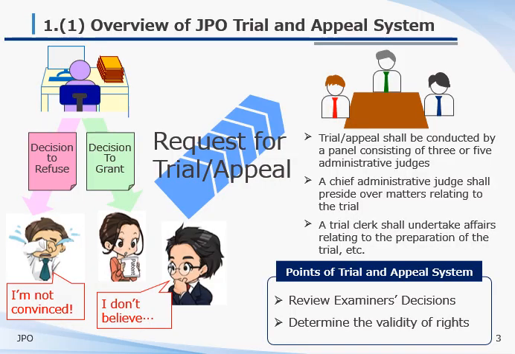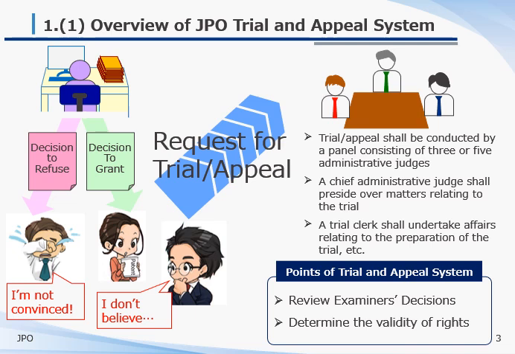First, let me explain what the trial and appeal systems are like. Once a patent application is filed with the JPO, an examiner examines the application. As a result of the examination, a decision of refusal or a decision to grant a patent will be issued. Please look at the pink arrow and green arrow on the left side of this slide. If an applicant is not satisfied with the result, he or she can file a request for trial and appeal.